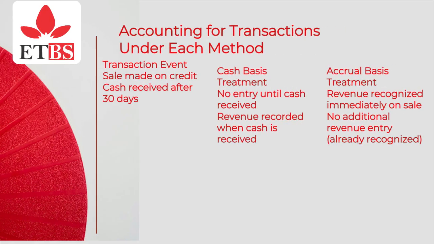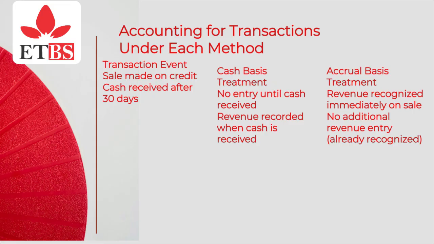Accounting for transactions under each method. 4.1 Example: sale on credit of 100,000. In this course we are using transaction event, cash basis treatment and accrual basis treatment in our table. One, sale made on credit: no entry until cash received; revenue recognized immediately on sale. Two, cash received after 30 days: revenue recorded when cash is received; no additional revenue entry, already recognized.